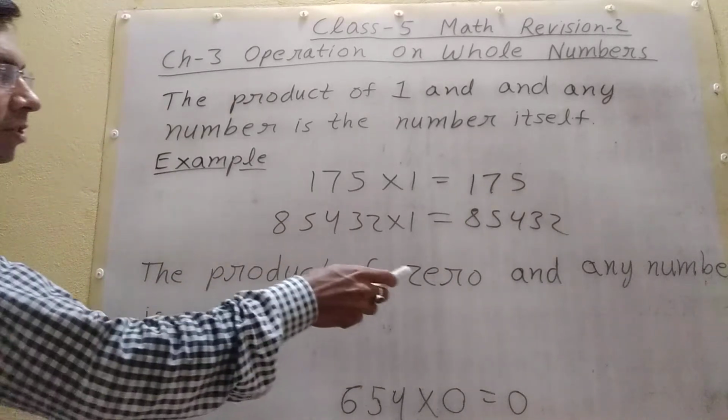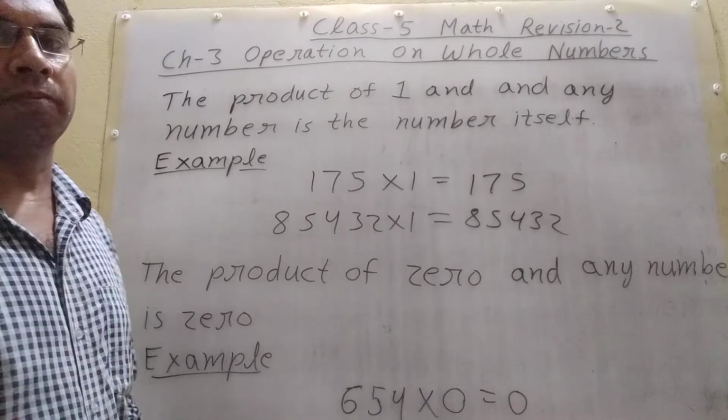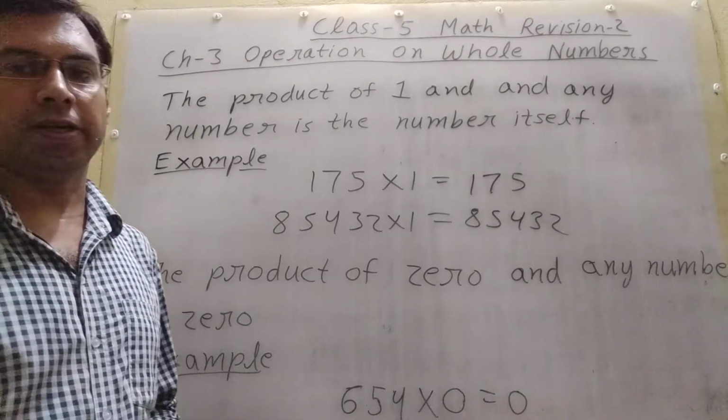The product of 0 and any number is 0. Whatever digit number is given, if we multiply by 0, we get 0 only.